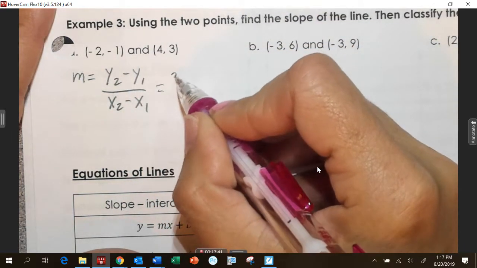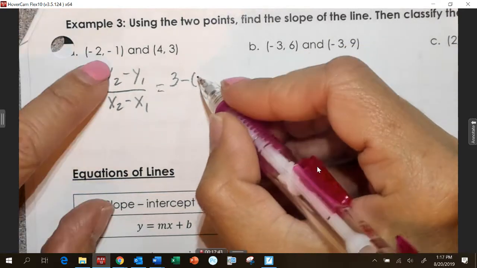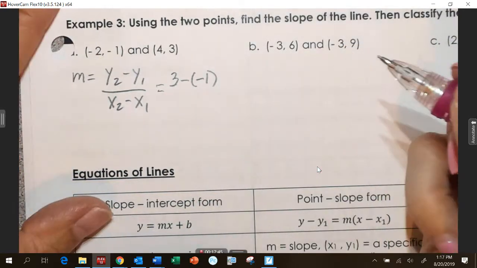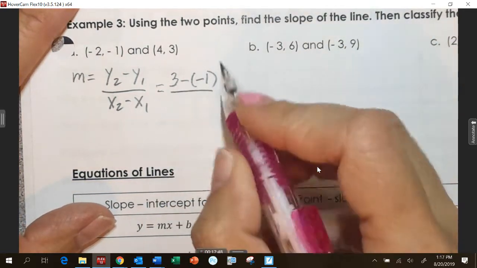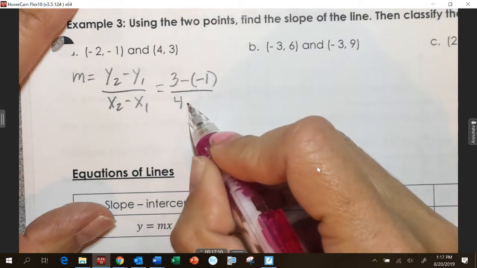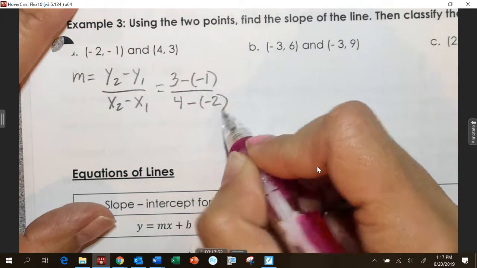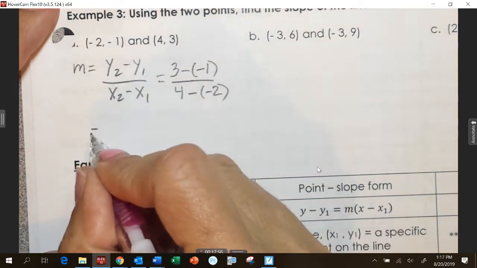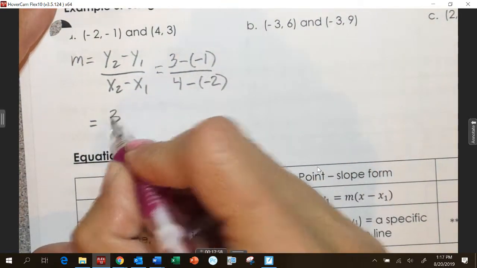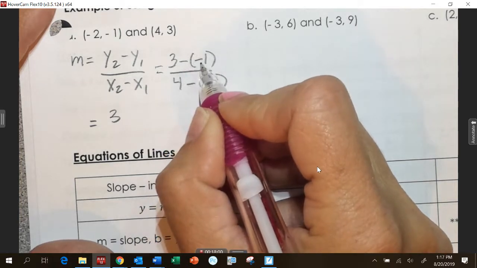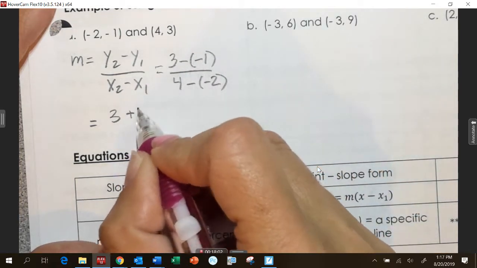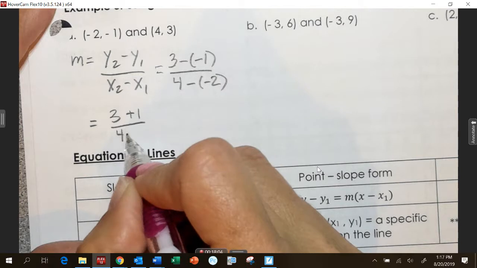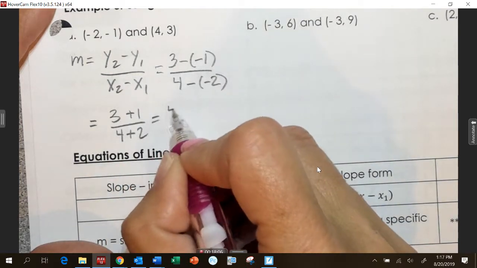Then we're going to do second y minus first y, which is negative, so I put minus negative 1 over second x minus negative 2. So I have to have the minus negative next to each other. And I will simplify this. I'm going to have 3. What happens when we do minus and negative? Plus, right? So we got 3 plus 1 over 4 plus 2. Get 4 over 6.